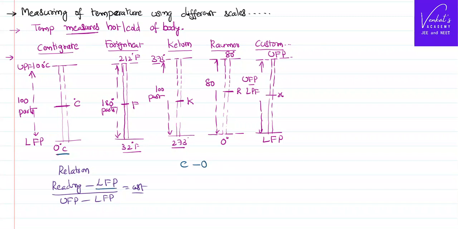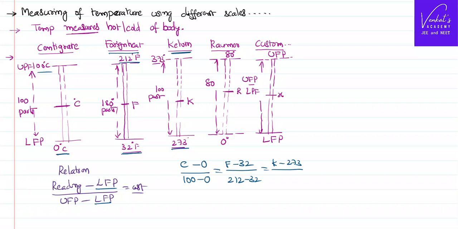The centigrade scale is 0, divided by, let me call the upper fixing point of the centigrade scale, 100 minus lower fixing point 0. That's the value of the centigrade scale. And when you come to the Fahrenheit scale, let you call that reading as F minus lower fixing point of the Fahrenheit scale, 32, by upper fixing point 212 minus again lower fixing point 32. And when you come to Kelvin, K minus lower fixing point 273 by upper fixing point 373 minus lower fixing point 273.